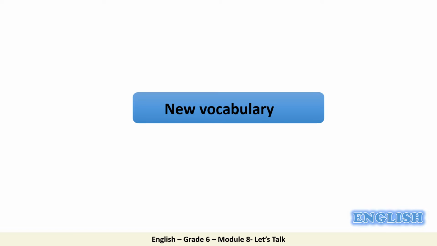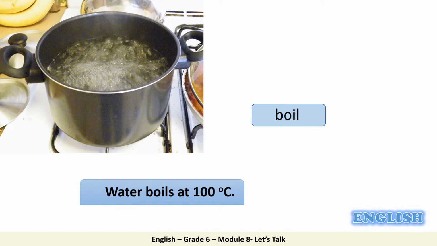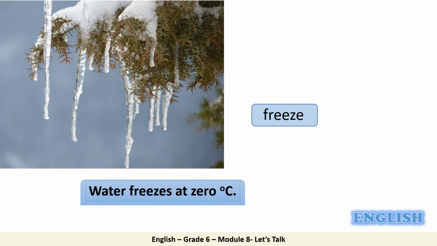To start our lesson, let's learn our new vocabulary items. 1. Look at the water. What's happening? Yes, it's boiling. Water boils at 100 degrees Celsius. Picture 2. Very good. The water is freezing. The word is freeze. Water freezes at 0 degrees Celsius.